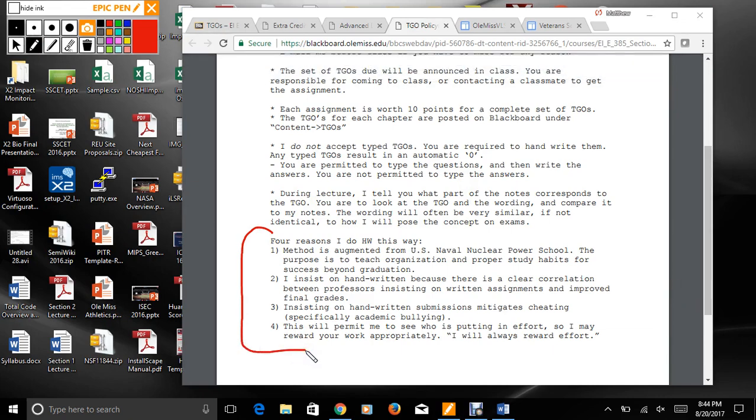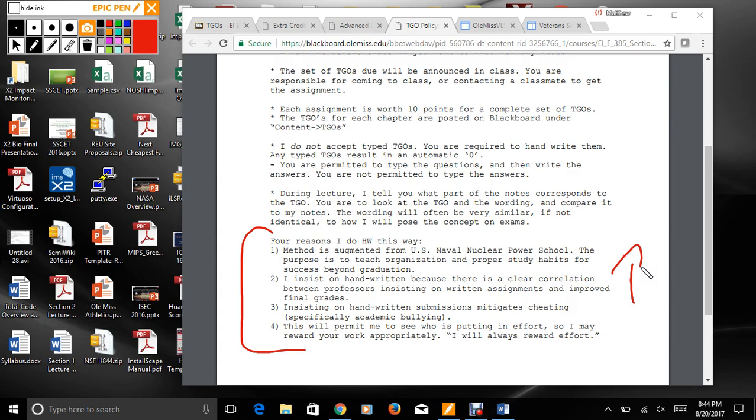Number 1, the method is augmented from U.S. Naval Nuclear Power School, which I attended in year 2000. The purpose is to teach organization and proper study habits for success beyond graduation. Number 2, I insist on handwritten because there's a clear correlation between professors insisting on written assignments and improved final grades. I cannot emphasize this enough. Ultimately, I'm doing this so that your grades are higher. Every year I've done this, the grades are often between 15 and 20% higher just by insisting on written assignments.